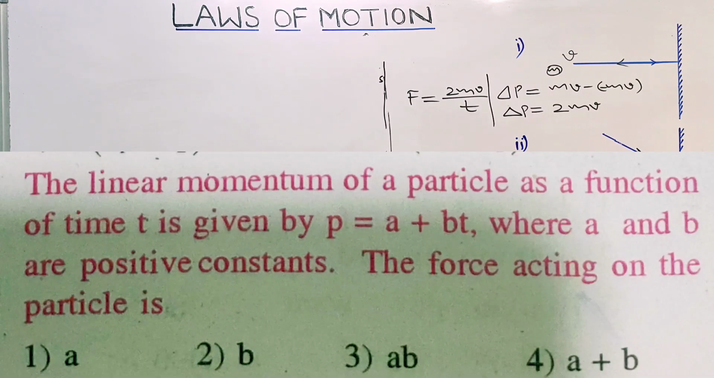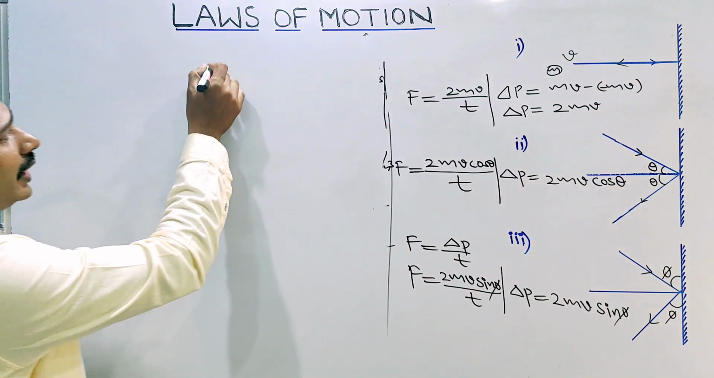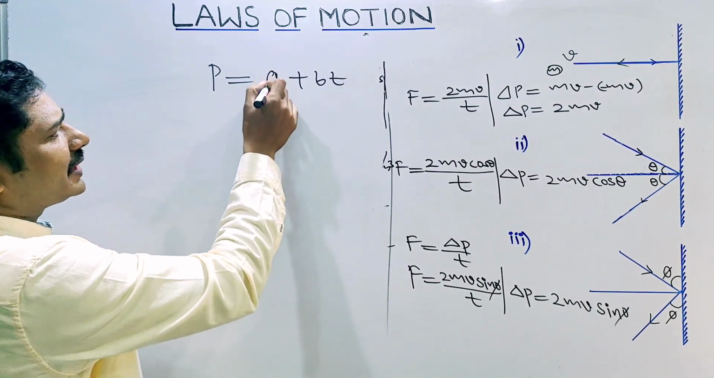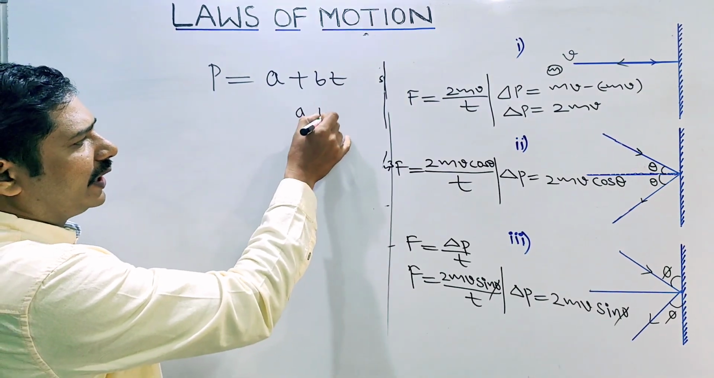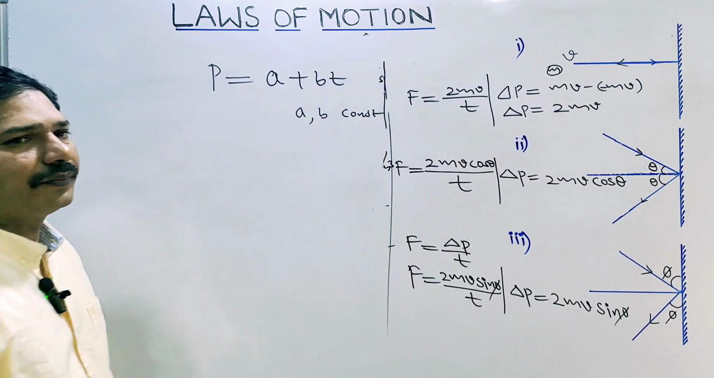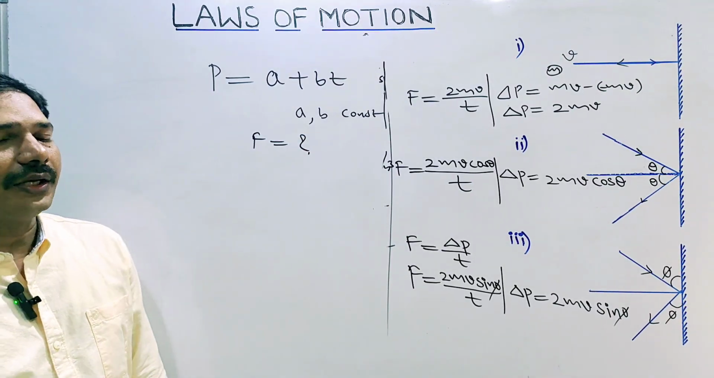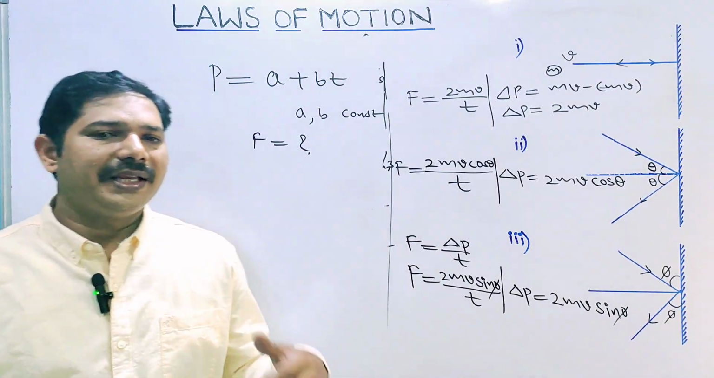Next question, you can check on the screen. The linear momentum of a particle as a function of time t is given by p equal to a plus bt, where a and b are positive constants. The force acting on the particle is, here one equation is given, p equal to a plus bt. A and B are constants. They are asking for the force. P is the momentum here.